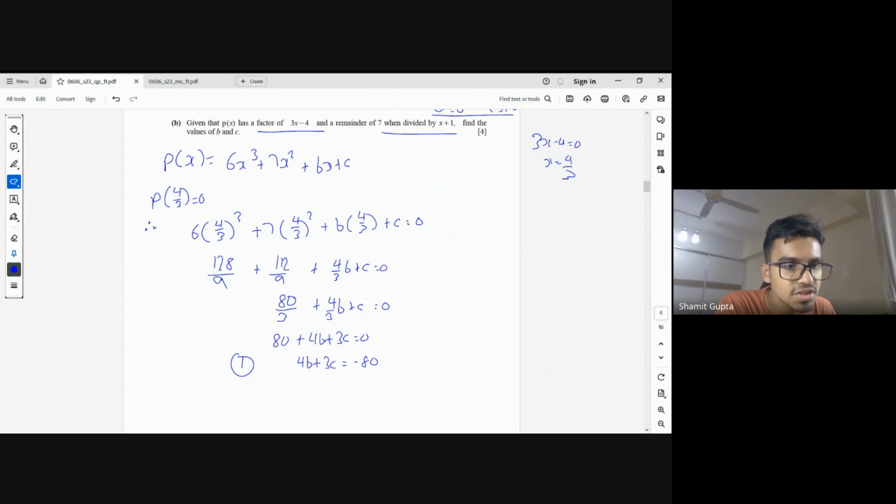Okay, I have a second equation which I'll do in a different color, green. The second equation is that when divided by x plus 1, it has a remainder of 7. So p of negative 1, because x plus 1 equals 0, x equals negative 1. Right? So p of negative 1 is equal to 7. So that means 6 times negative 1 cubed plus 7 times negative 1 squared.